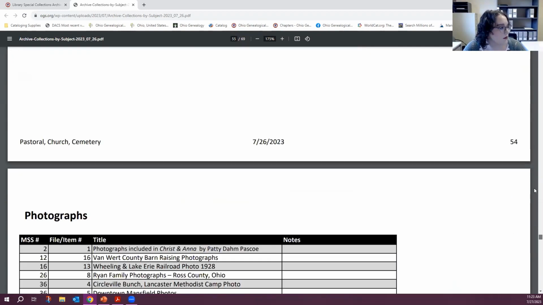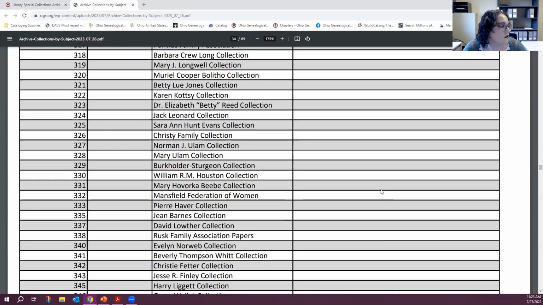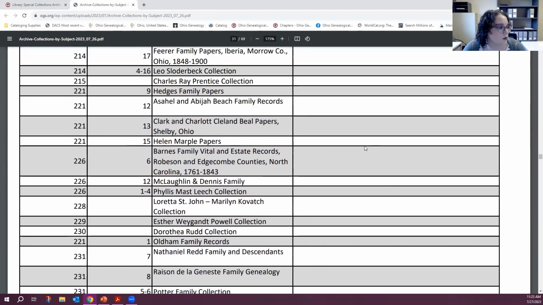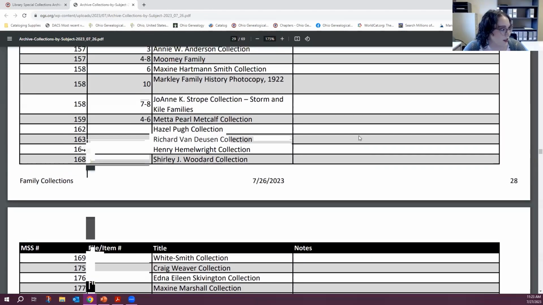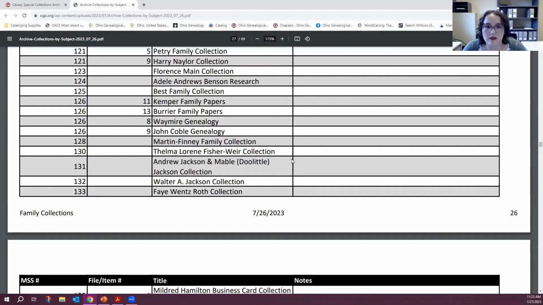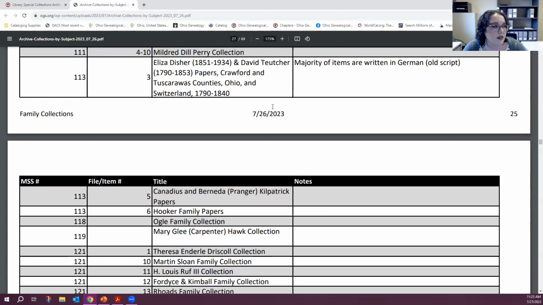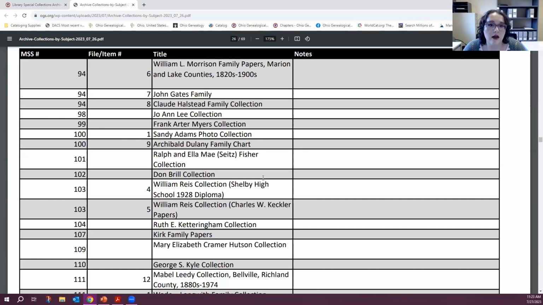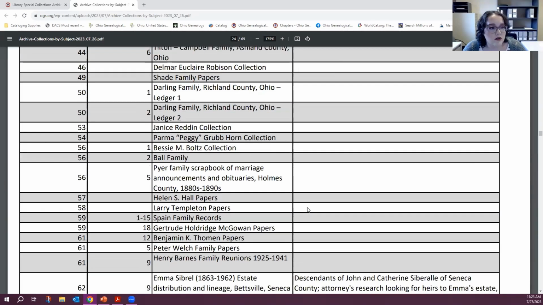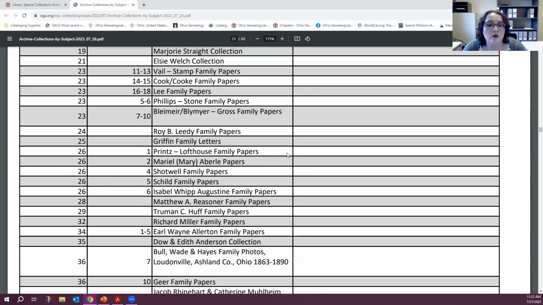Yeah, this way. So probably one of our biggest subjects or subsections is family collections. Family collections have two parts. They are both research collections, where genealogists were researching their family lines and documenting them, and they are also historical primary documents from a single family.